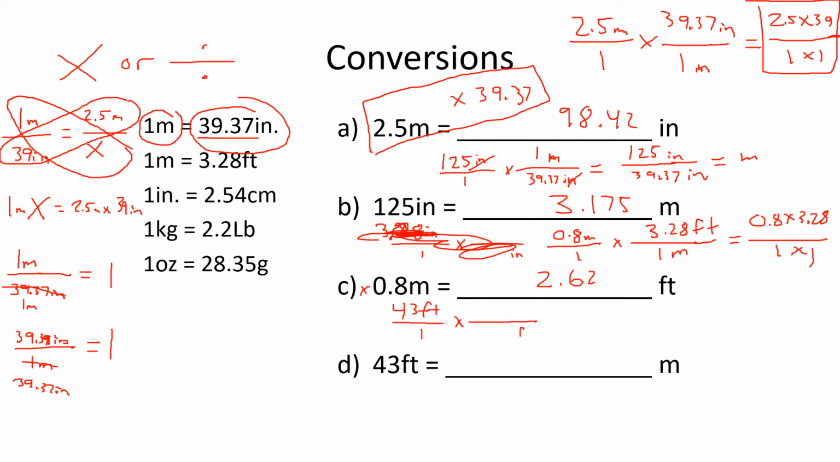So we want feet at the bottom. 3.28 feet at the bottom equals 1 meter. Yep. So we divide this time. So 43 divided by 3.28 will give you about 13.9.